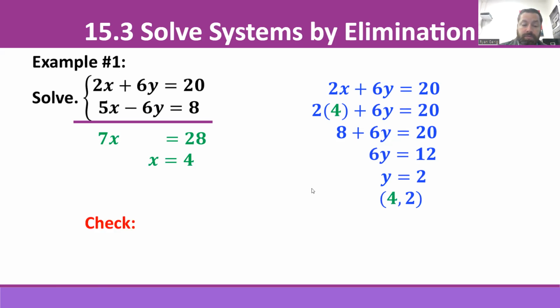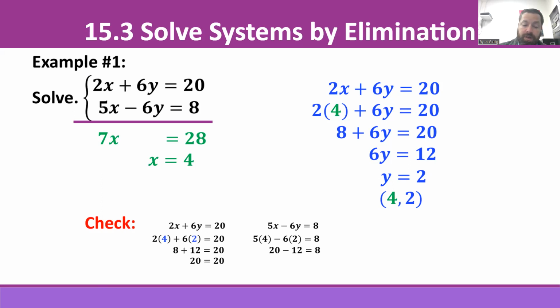You can check it, like always. 2 times 4 plus 6 times 2. That's 8 plus 12, which is 20, which is good. 5 times 4 minus 6 times 2. So 5 times 4 is 20. 6 times 2 is 12. 20 minus 12 is 8.